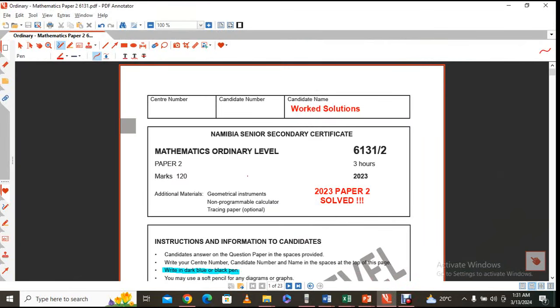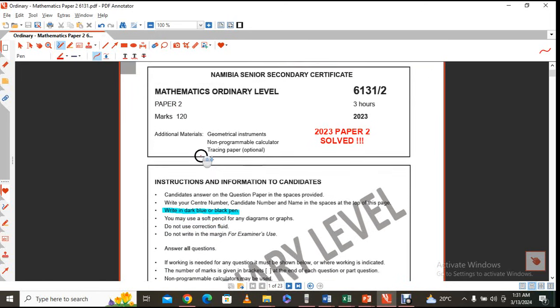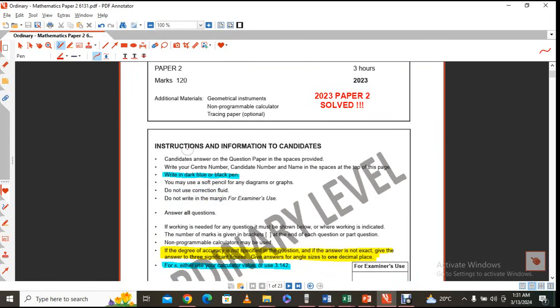So today I'm going to look at paper 2 of 2023 Mathematics Ordinary Level. This one has been long overdue. So you would need a calculator so that you can follow as I am solving the questions. And I've highlighted some key instructions.